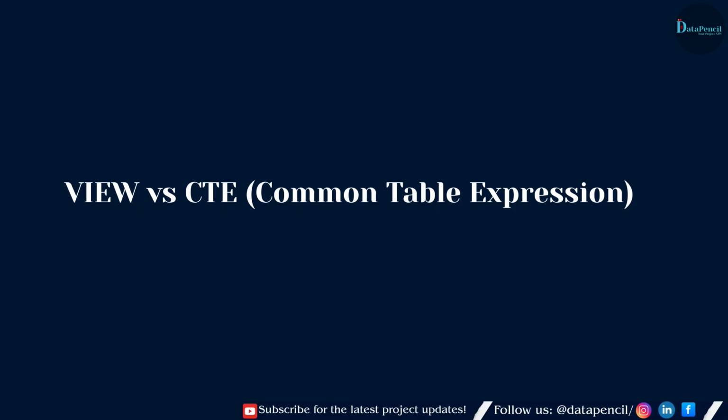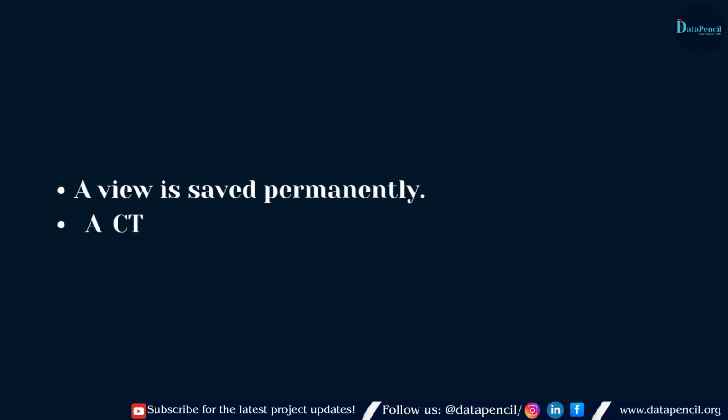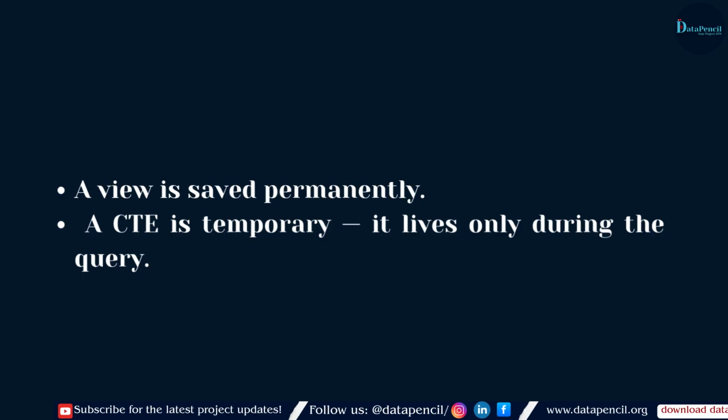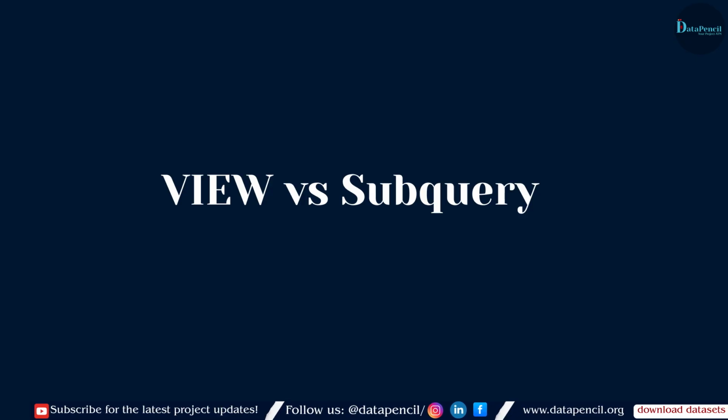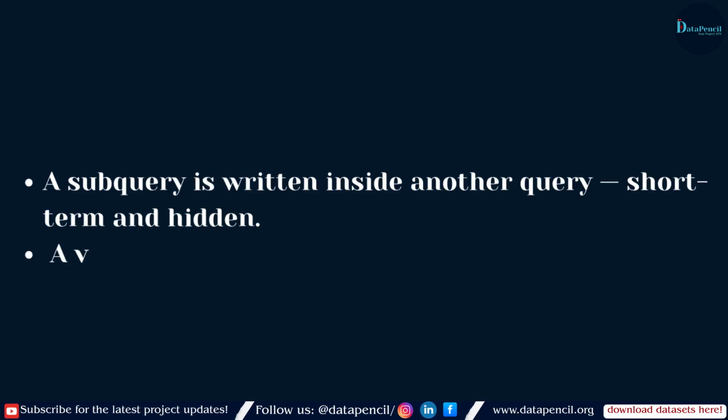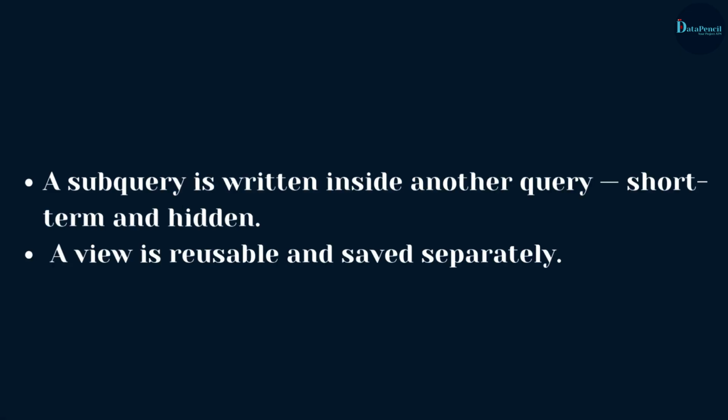How is a view different from a CTE, common table expression? A view is saved permanently, but a CTE is temporary. It lives only during the query. And what is the difference between a view and a subquery? A subquery is written inside another query, short term, and it is hidden. But a view is reusable and saved separately, right?